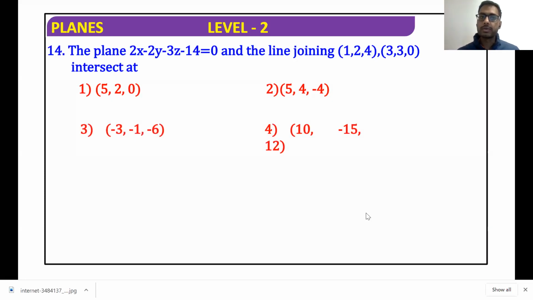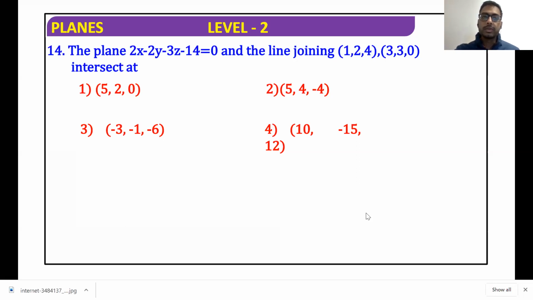You can use a simple approach over here. If I consider my point 5, 2, 0 as the intersecting point for the line and the plane, then that point should satisfy both the plane as well as the equation of the line. So what I'm going to do is, first I will find the equation of the line. Point A is given as 1, 2, 4 and point B is given as 3, 3, 0. I'll get the equation of line AB by using my formula B bar minus A bar.